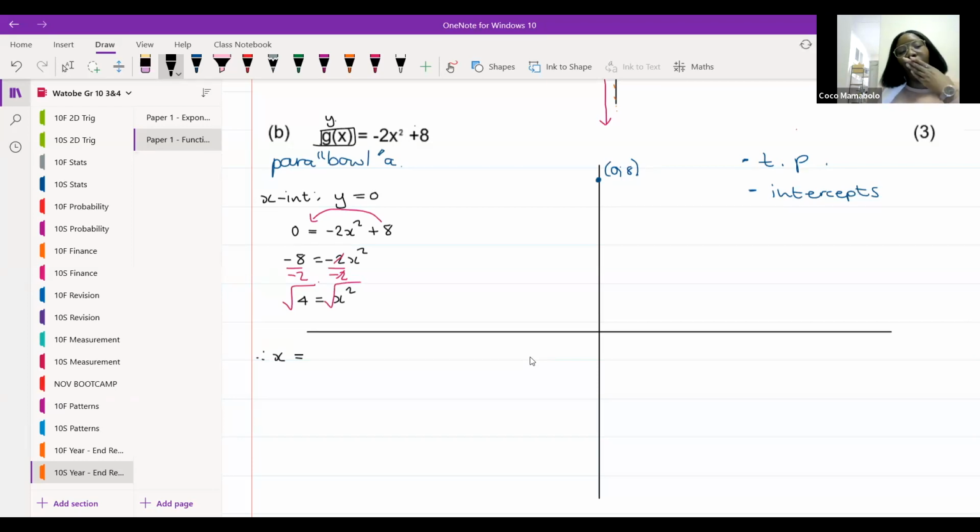What is the square root of 4? 2. Yeah, is it 2? Is it 2? Or let me rather say, is it just 2? Is it only 2?